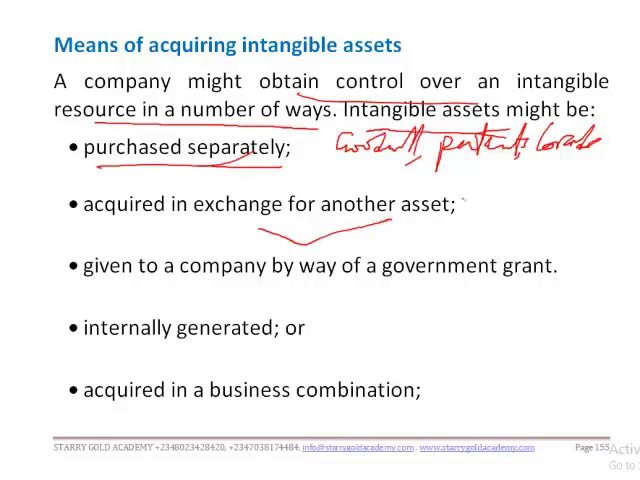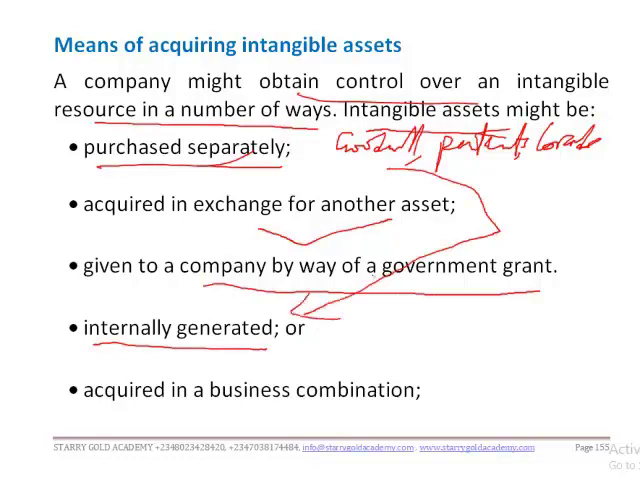They can be acquired in exchange for another asset. They can be given to a company by way of government grants, and they can be generated internally. Goodwill can be generated internally, and also it can be acquired in a business combination.